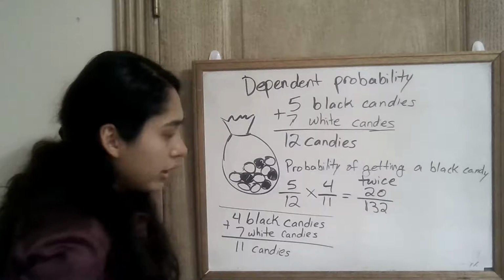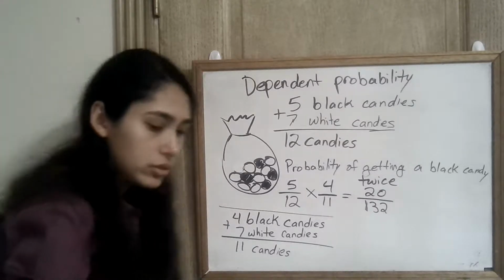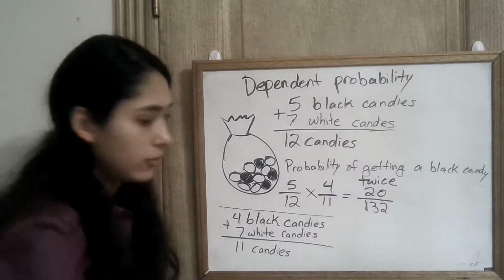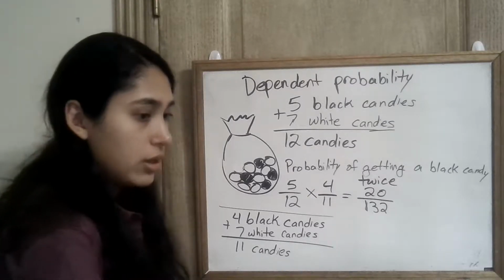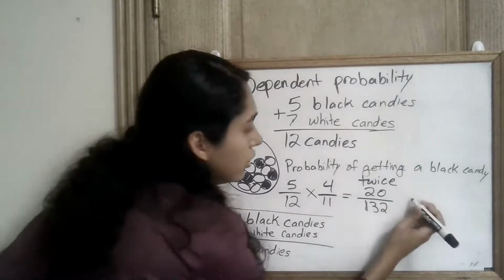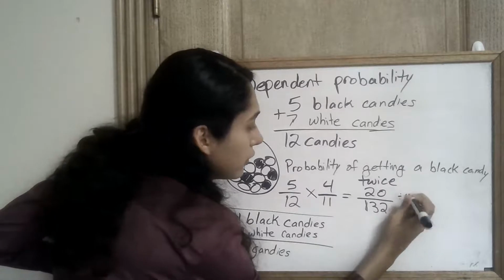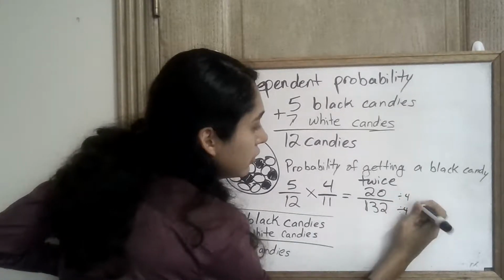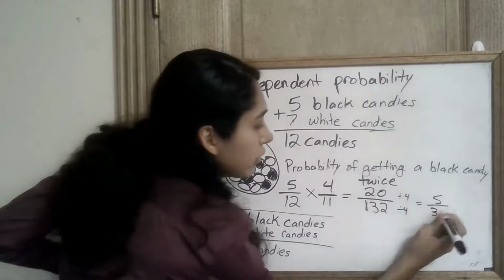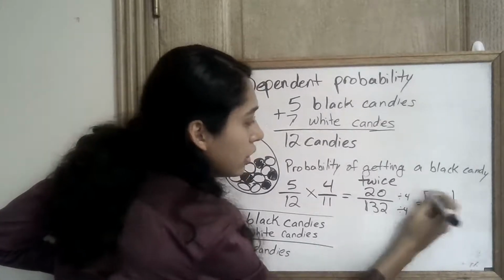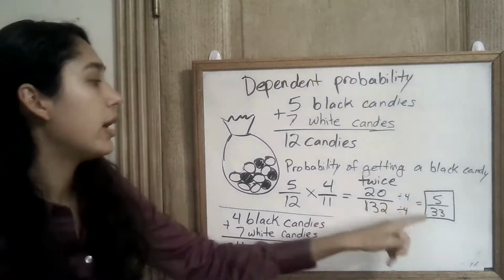But I can divide and simplify this by 4. So if I want to go ahead and simplify, we're going to divide by 4 on the top and bottom. Ends up with 5, and I'm going to have 33. So the probability of getting the black candy twice is 5 out of 33.